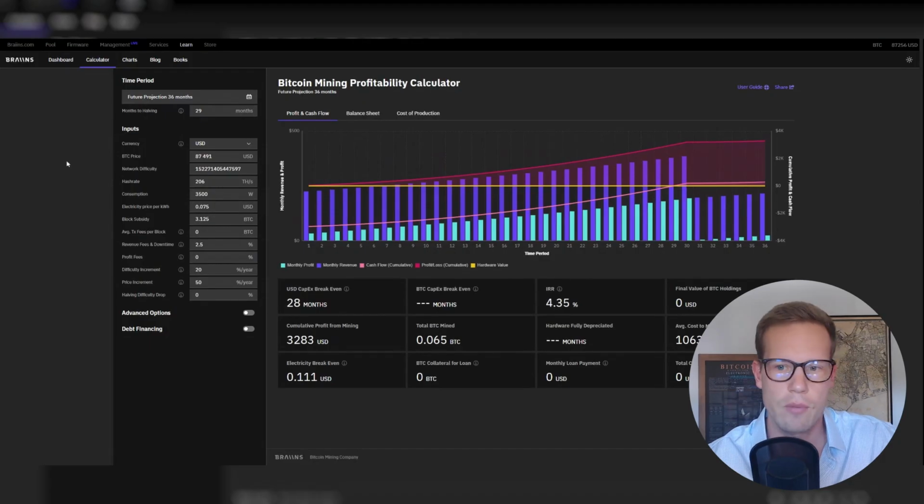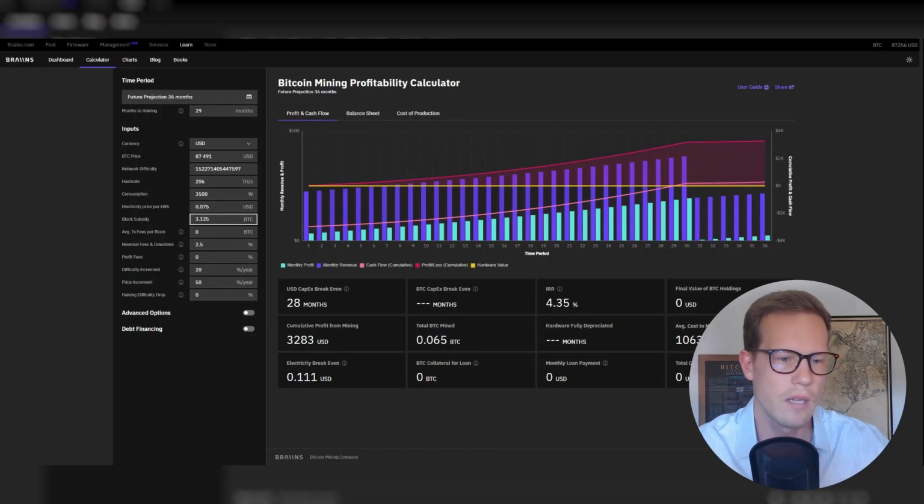So for our first example, let me just share the screen. I guess this is a future projection of 36 months. We have 29 months to the halving, so plenty of time left to buy a machine today. I've left the Bitcoin price as is, and then I've put in metrics for a MicroBT M60S Plus machine with 206 terahash, 3.5 kilowatts of consumption. My hosting price is 7.5 cents. Block subsidy right now, 3.125. I'm using a pool, paying about 2.5% in pool fees. I'm leaving the stock firmware on, something we'll get to in another episode.